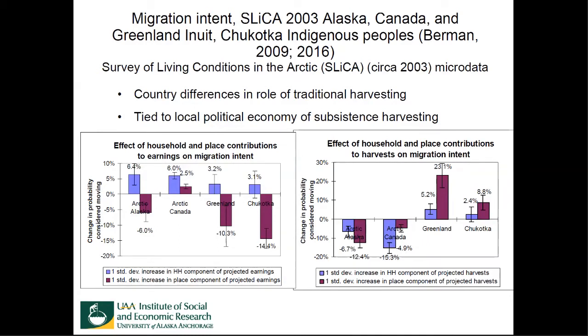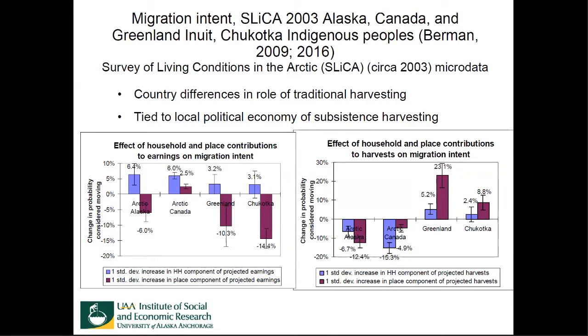The SLICA survey doesn't actually have mobility, but it has a migration intent question. It was very specific: have you seriously considered moving to another community within the past 5 years? About 40% of the people said yes to that question, and 60% said no. And so we modeled that here, and it shows that it really was predictable that people who were unhappy about the earnings available in their community were more likely to leave, especially in Alaska and Canada.